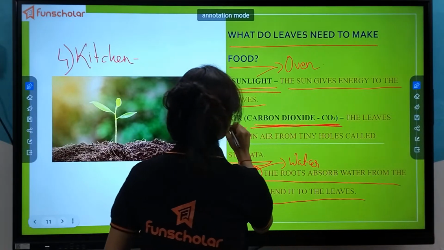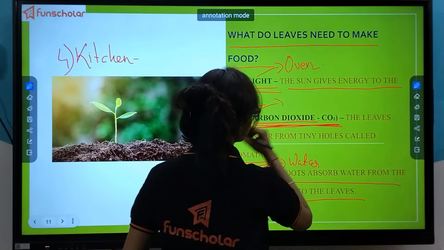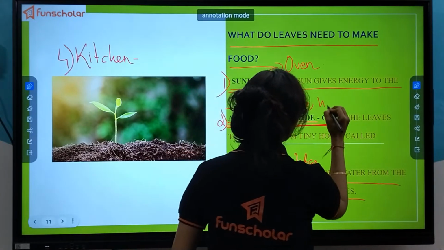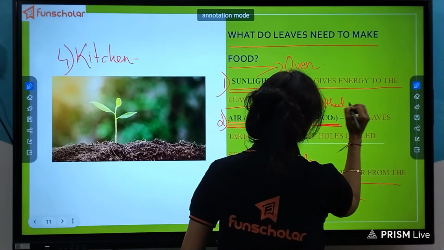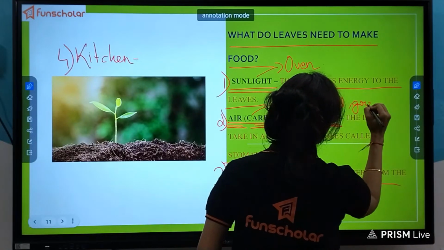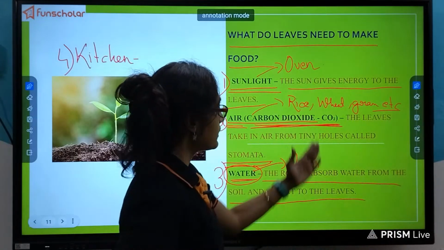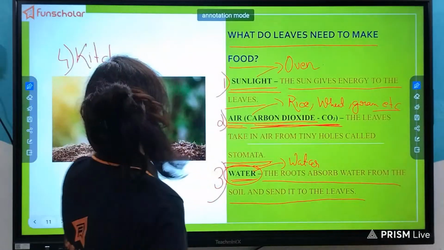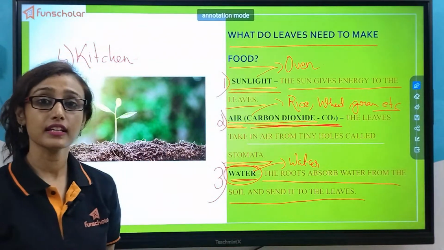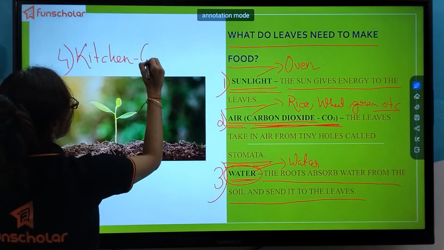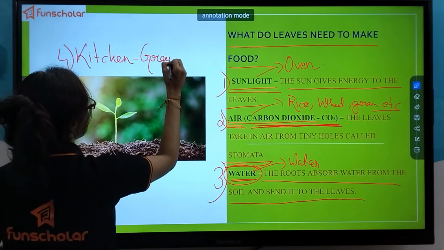And carbon dioxide is what? It acts as your raw material like rice, wheat, gram, etc. And you take all this and where do you go? To the kitchen. And what is the kitchen in the case of plants? They are the green leaves.